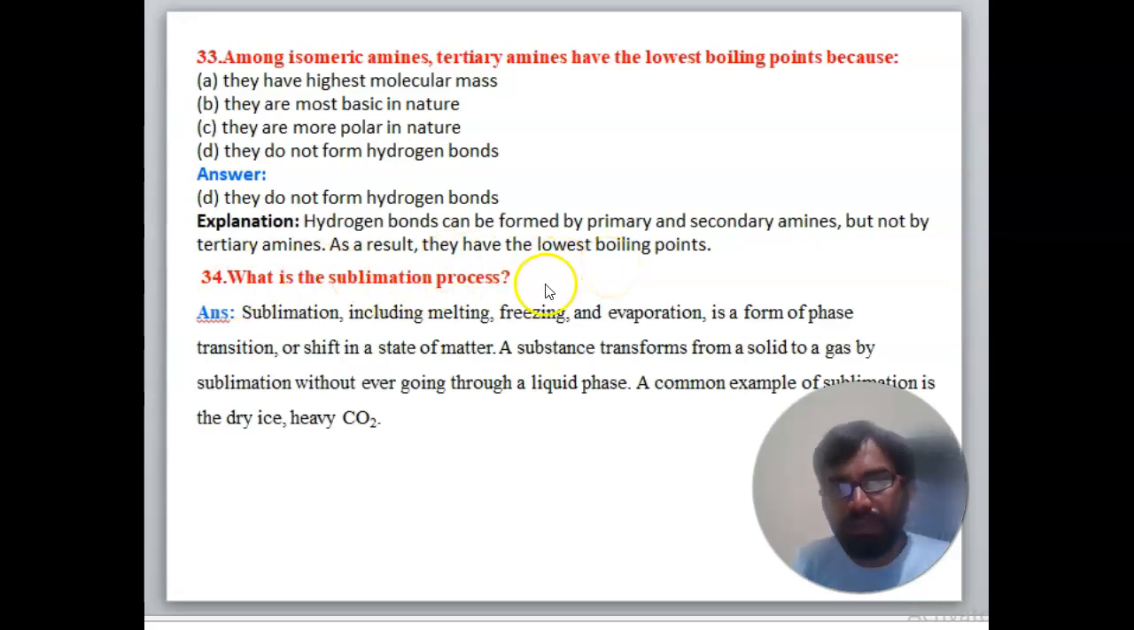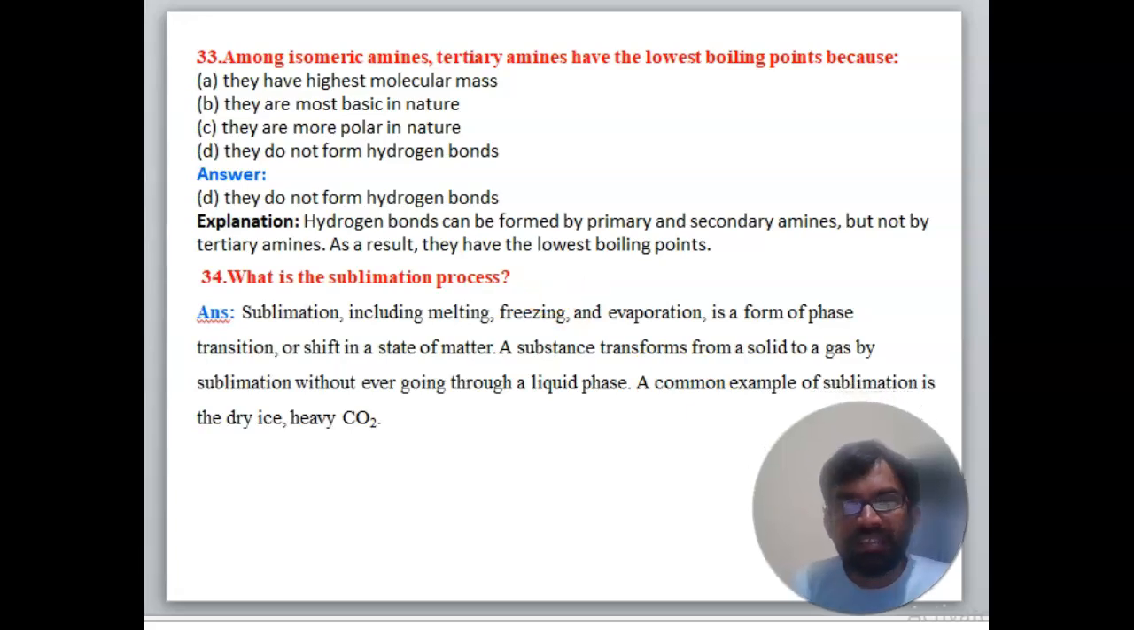And what is the sublimation process? It is very simple. Sublimation, along with melting, freezing and evaporation, is a phase change or shift in the state of matter. The substance transfers from solid to gas state without going through the liquid phase. The common example of sublimation is dry ice, that is solid carbon dioxide.